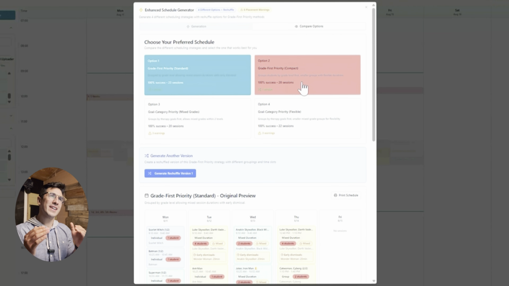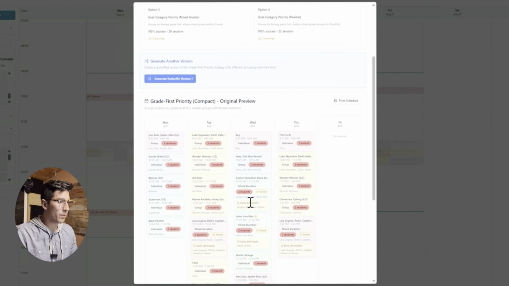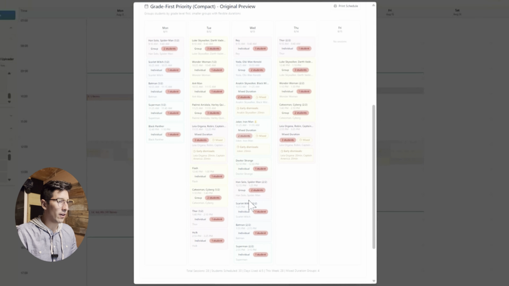But if you wanted less students within each session, let's just say you don't want any sessions that really have 4 students within them, then you'd go over to option 2, grade first priority, grouping them by the grade, and then you're also compacting them, meaning you're not adding as many. So you'll see right in this one down below, there isn't any group here that has 4 students in them. Really, the highest one that I see is 3. That's for this Tuesday group, this other Tuesday group, but you don't see any 4 students in any group.